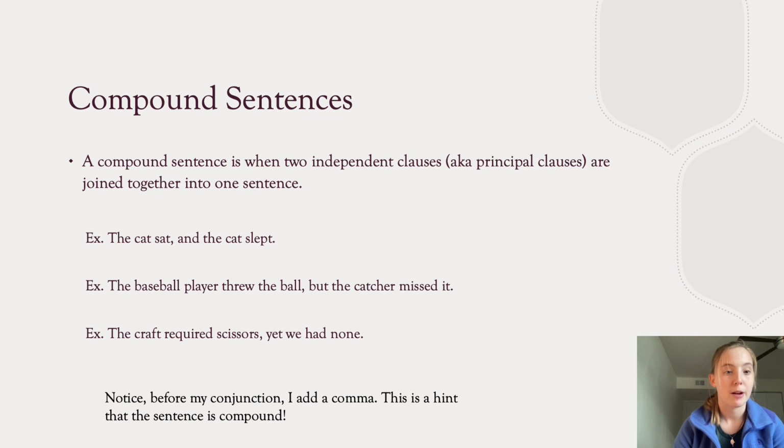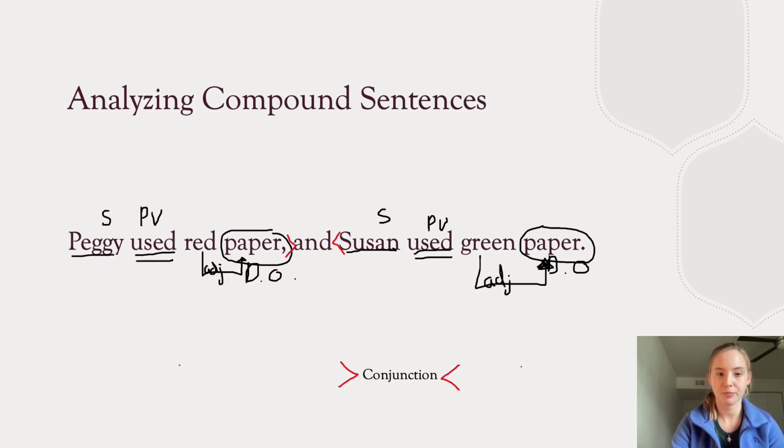The baseball player threw the ball, but the catcher missed it. This is, again, two sentences joined together with a coordinating conjunction, but. Lastly, the craft requires scissors, yet we had none. Again, two independent clauses or principal clauses joined together by a coordinating conjunction. Notice that the conjunction always has a comma before it. This is a hint that the sentence is compound. If you see comma conjunction, you're probably dealing with a compound sentence.